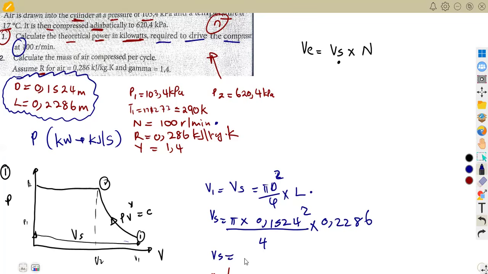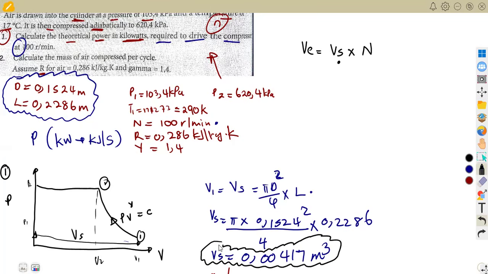So this was going to give us the swept volume, VS. Our VS was going to be 0.00417. VS, or the swept volume, the stroke volume, is measured in cubic meters, not per minute, not per second, not per watt. It is just cubic meters. So the reason for finding VE is to have something that is measured per unit time. So we can calculate VE from this.